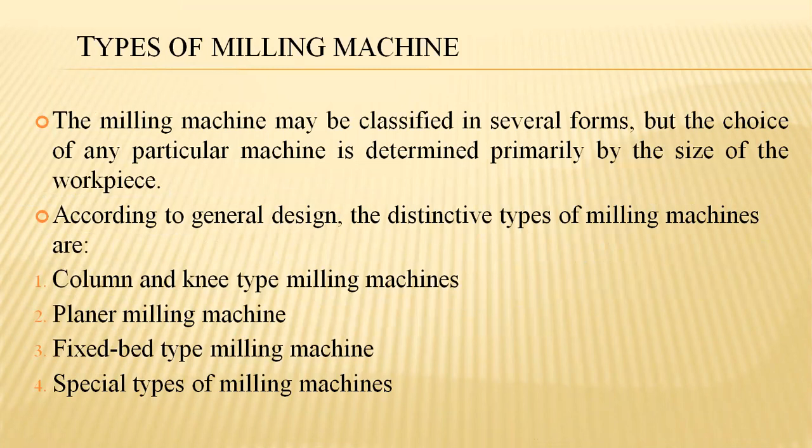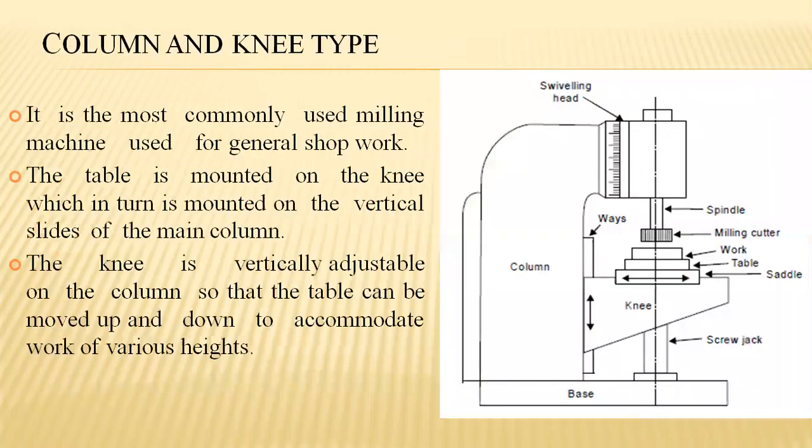So coming to the types of milling machines, generally these are classified into several forms. Coming to the general designs and distinctive types of milling machines, these are characterized into four basic types. First one is the column and knee type of milling machine, then the planar milling machine, the fixed bed type of milling machine, and special types of milling machines. Coming to the first one, that is the column and knee type of milling machine. Briefly, we'll be chatting about these entire types and then proceed further.